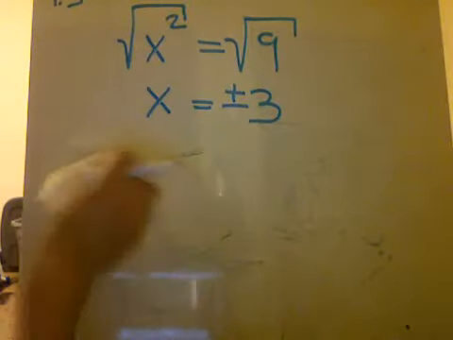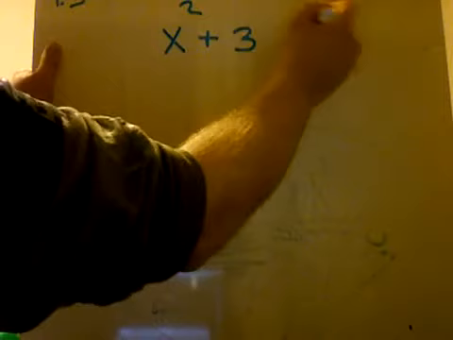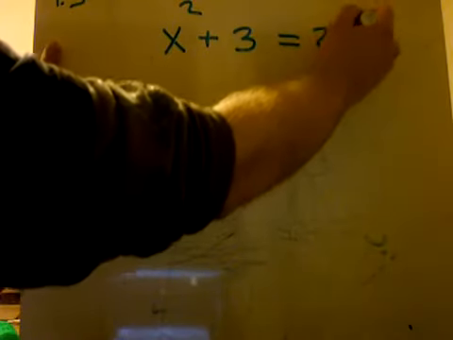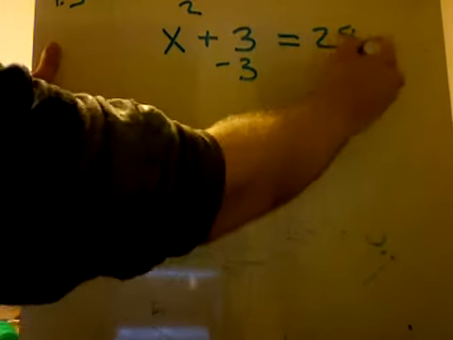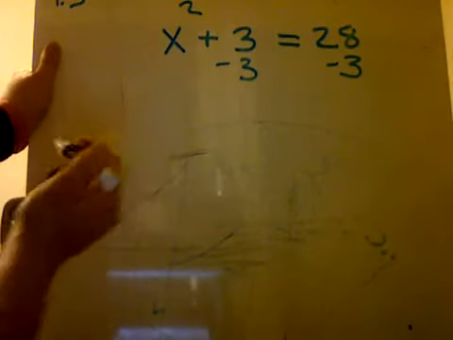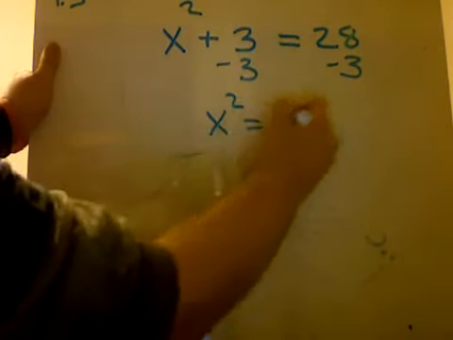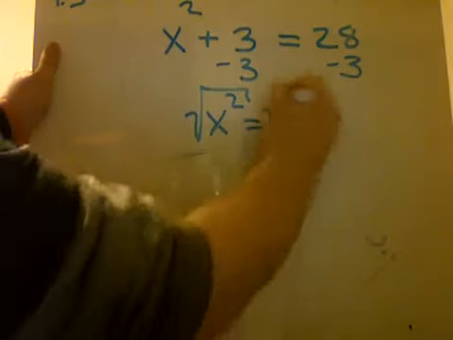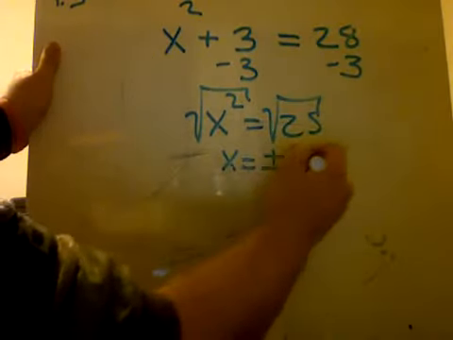Okay? So what if I have something a little more complicated? Say I've got x squared plus 3 equals 28. Okay? So I want to solve for x. I'm going to subtract 3 from both sides. I'm isolating the x term just like I've done in the past. I'm just going to have an extra step in the end. Okay? So this would be x squared equals 25. I take the square root of both sides. The square root of 25 is plus or minus 5.